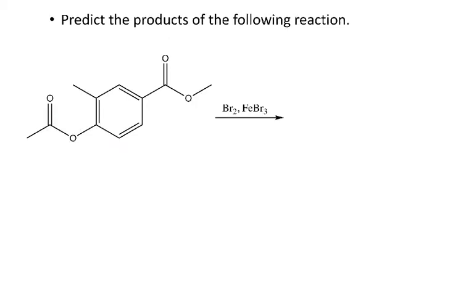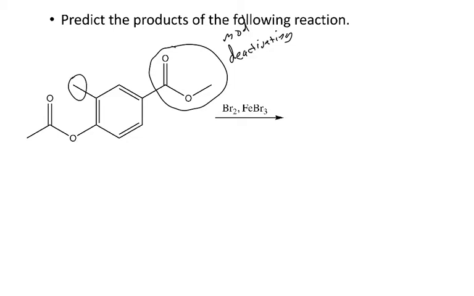All right, so let's look at an example. We want to predict the products of the following reaction. So these reactants are going to add a bromine to our starting compound. And so we need to consider the activating effects of each of our groups. This first group here is going to be electron withdrawing, so it's going to be moderately deactivating.